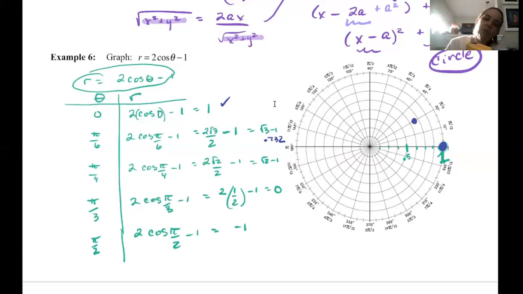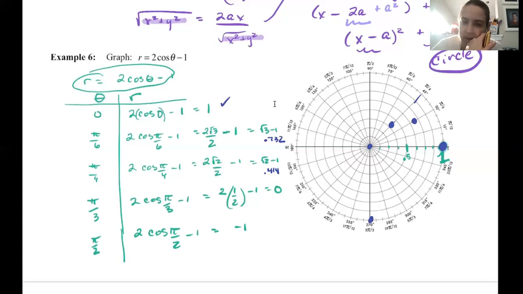And then square root of 2 minus 1, 0.414. So pi over 4 is here, and then 0.414 is going to be inside of my 0.5. That's 0.25, 0.414 is here. And then pi over 3 is 0, so pi over 3 is 0. And then pi over 2, negative 1. So this is where I have to go all the way backwards down here.